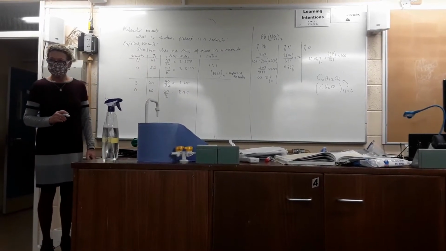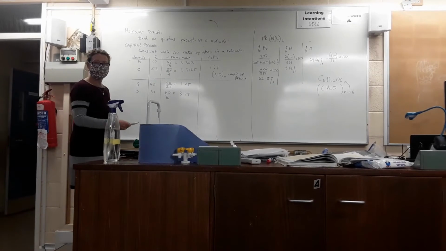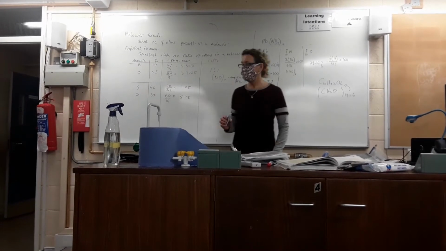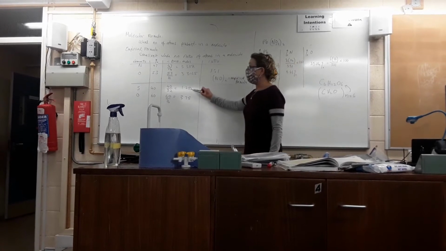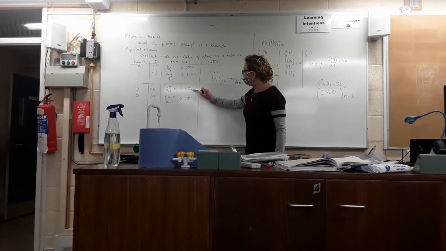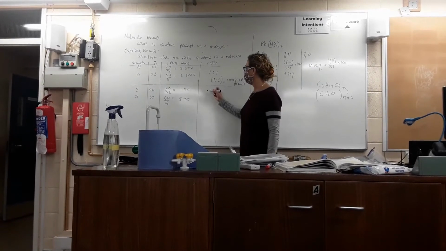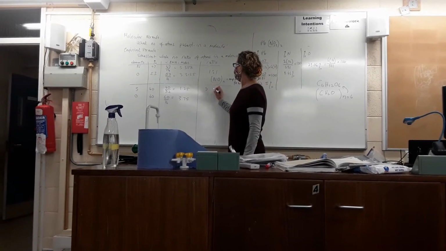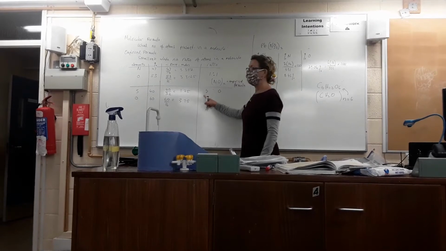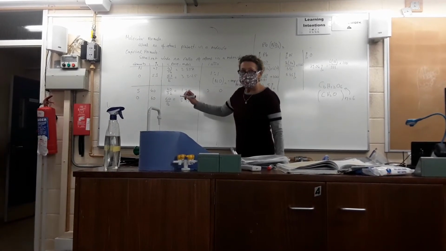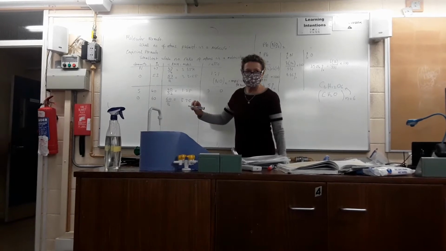Okay, so those are my two numbers. Now I've got to get the ratio. If I'm unsure, take the smallest one and divide both of them by it. So the smallest ratio here is 1.25. So sulfur to oxygen, what's my smallest whole number ratio now? What do you think? 1:3. Can you see that?